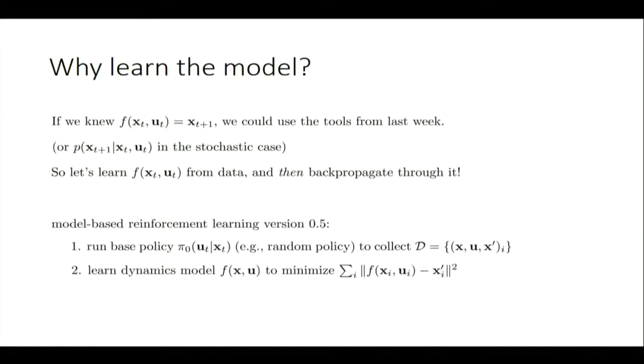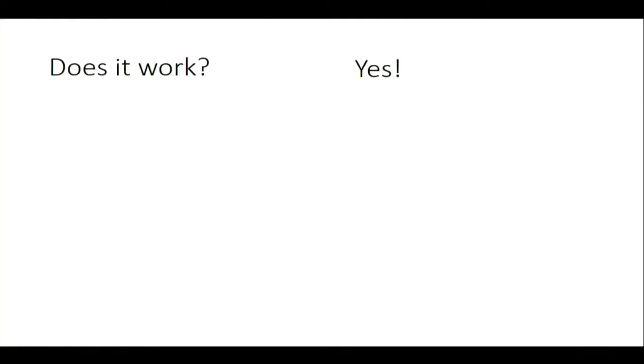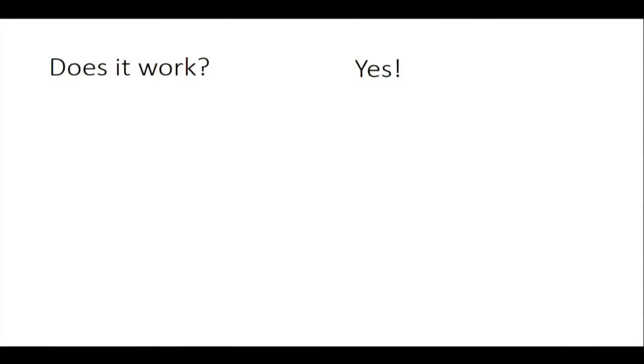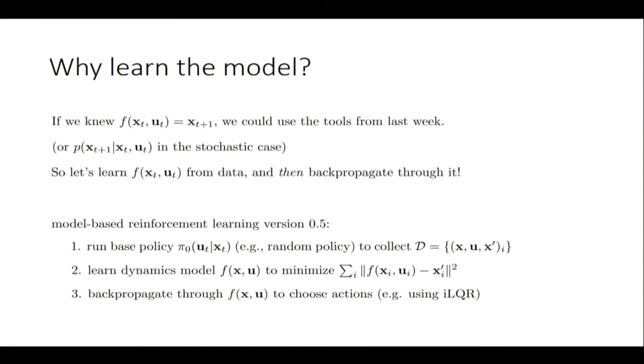OK, so step 2, we learn our dynamics model. Step 3, backpropagate through that dynamics model to choose your actions, for example, by using iterative LQR from last week. And then step 4 is basically run those actions. OK, so does this work? Well, yes, actually, oftentimes it does work. So this is essentially how system identification works in classical robotics. So if you hear the term system identification, oftentimes it's basically referring to this thing.